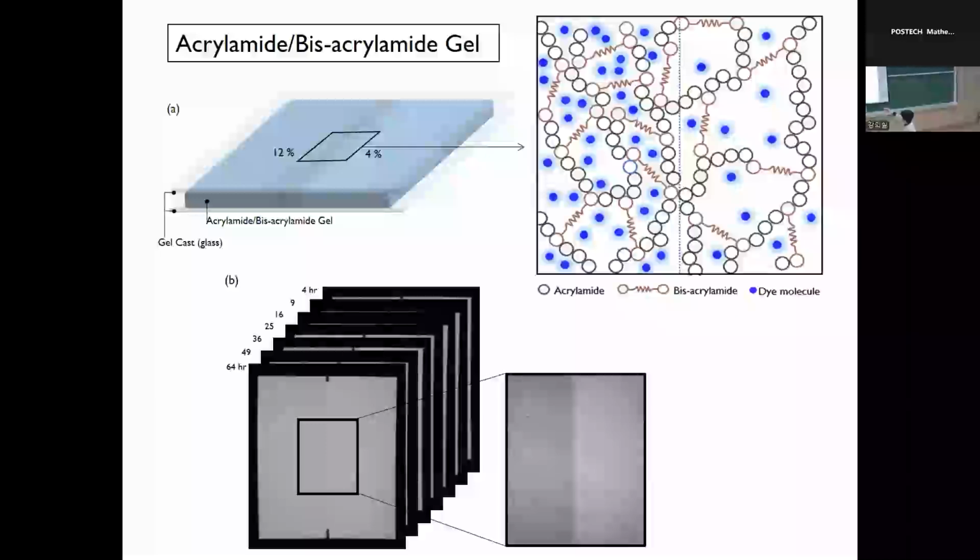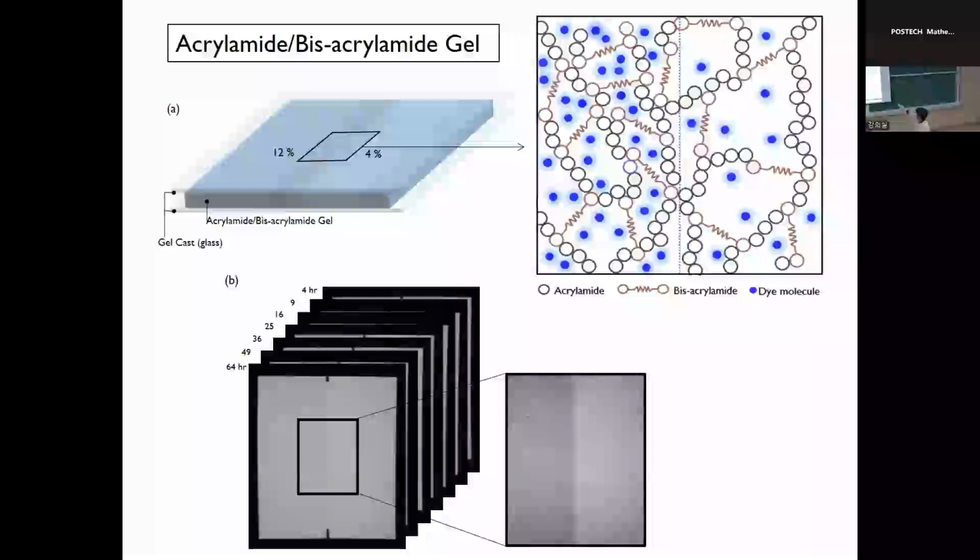So we do the experiment with the people there. This experiment is quite simple. Here are 2 glass plates. Inside, what we put is acrylamide gel. In this part, 12% acrylamide and water. Here, 4% acrylamide and water. So here it is more firm, here more soft.